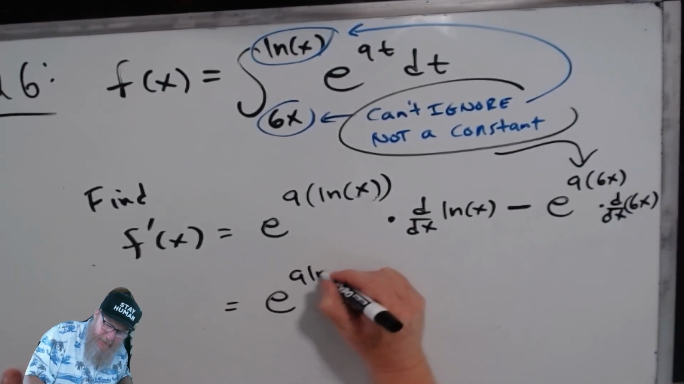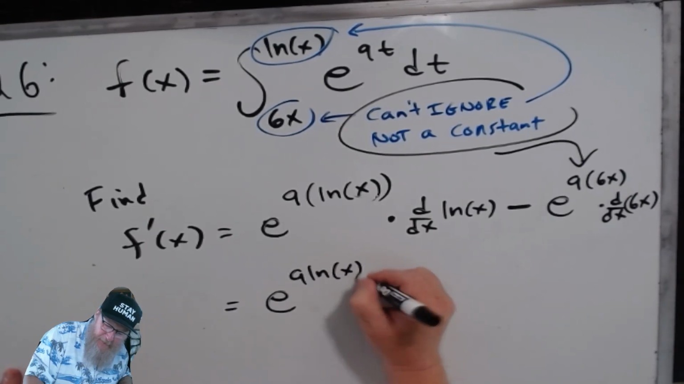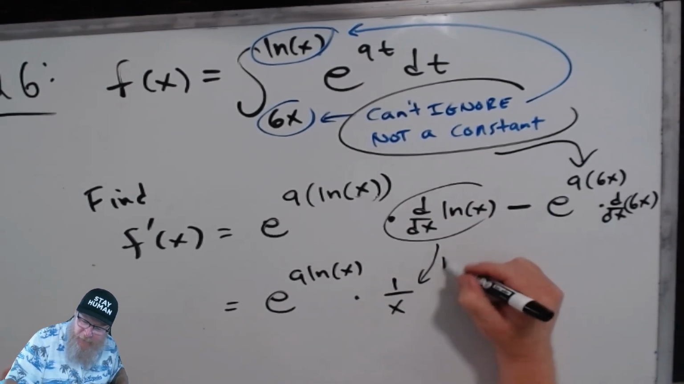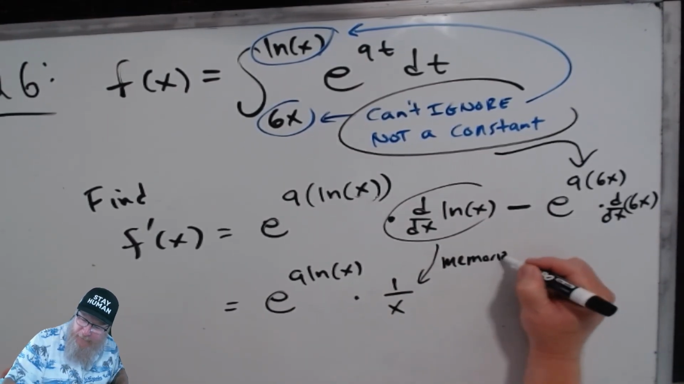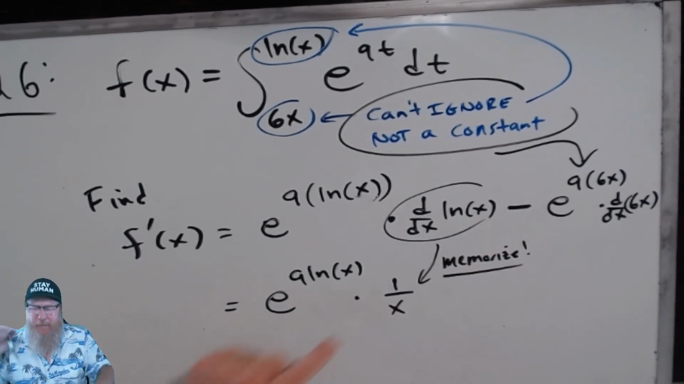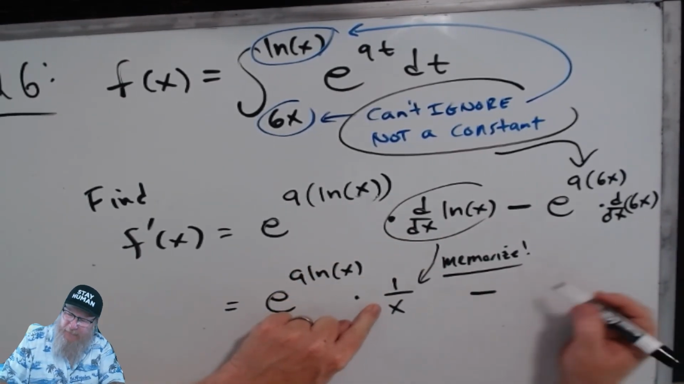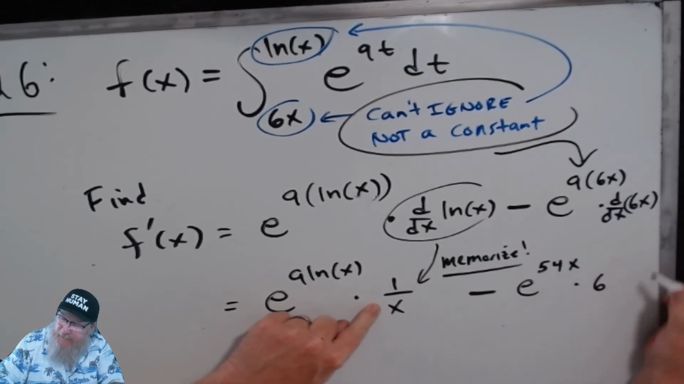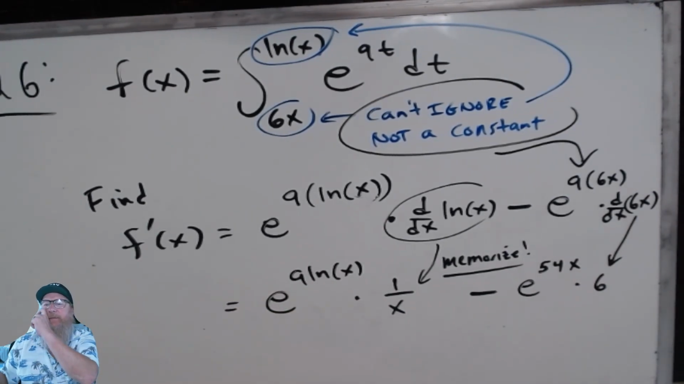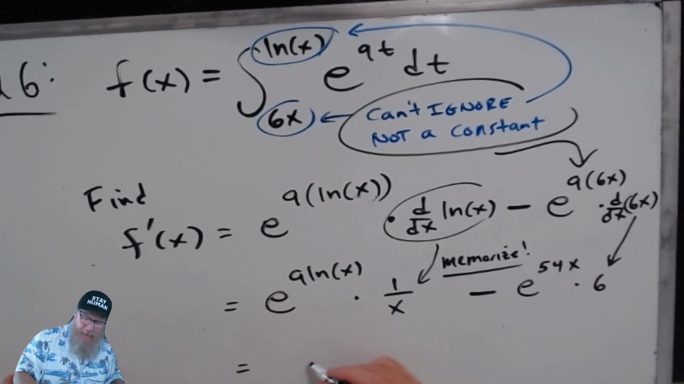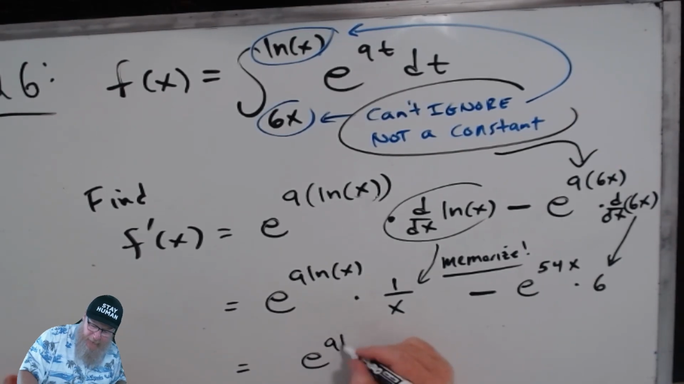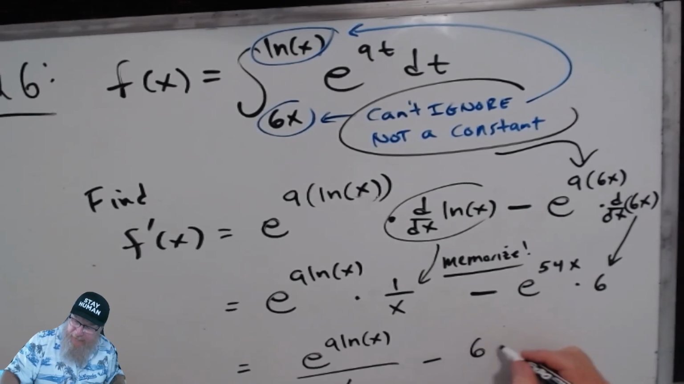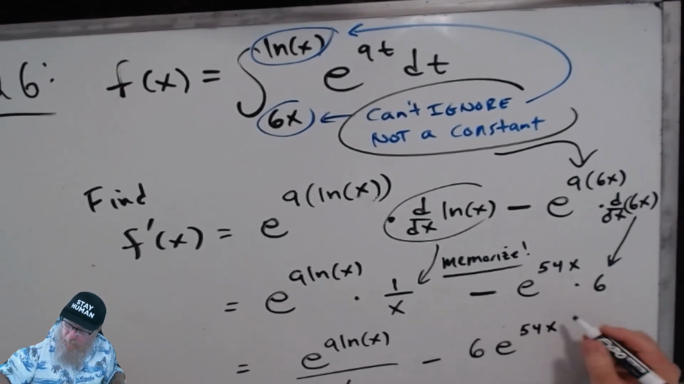So e to the 9 ln of x times 1 over x. That's one of the ones you should just memorize. The derivative of ln is 1 over x. And that'll be e to the 54x times 6, the derivative of 6x. I would probably clean this up a little bit: 9 ln of x over x minus 6e to the 54x.